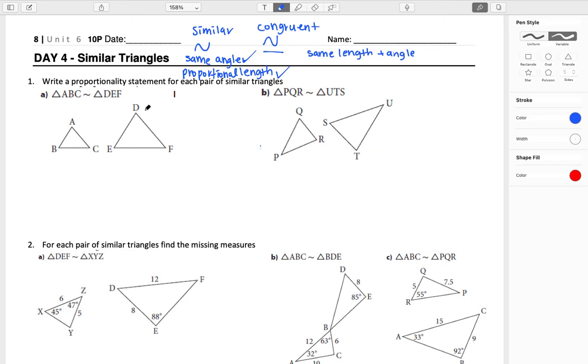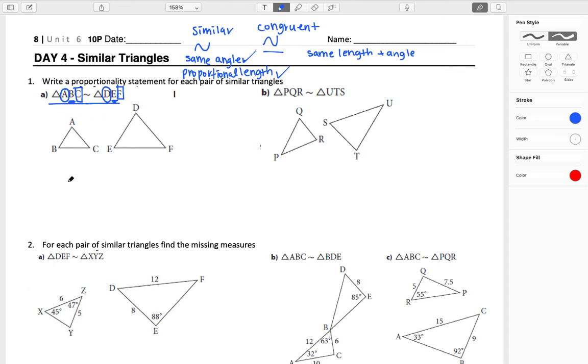It says, write a proportionality statement for each pair of similar triangles. So we understand that triangle ABC is similar to triangle DEF. So what does that mean? Angle A is the same as angle D. Angle B is the same as angle E. And angle C is the same as angle F. They must be in perfect order.